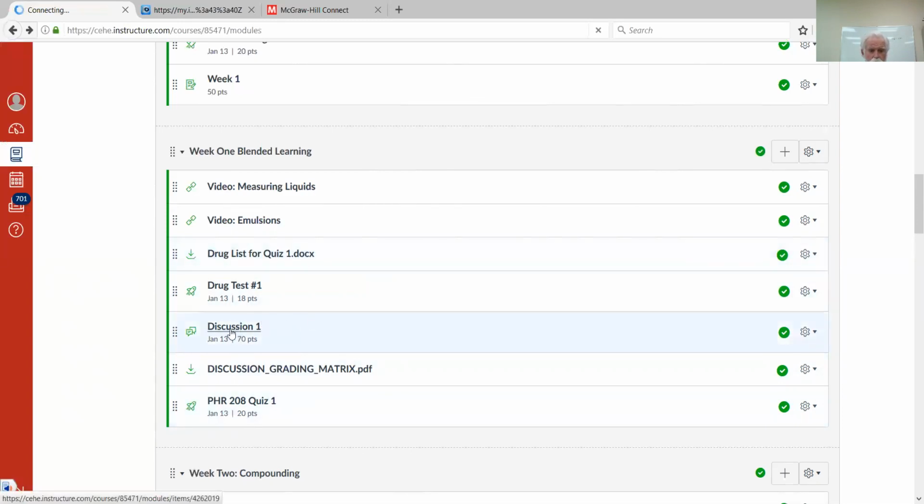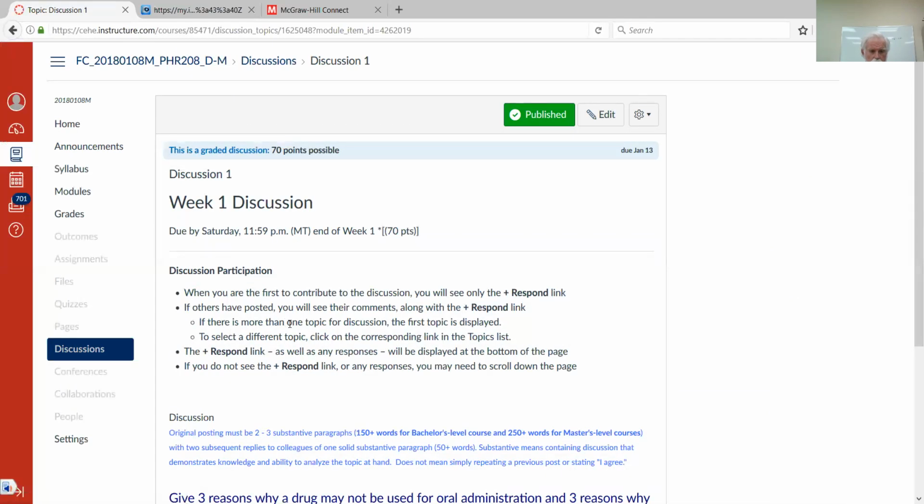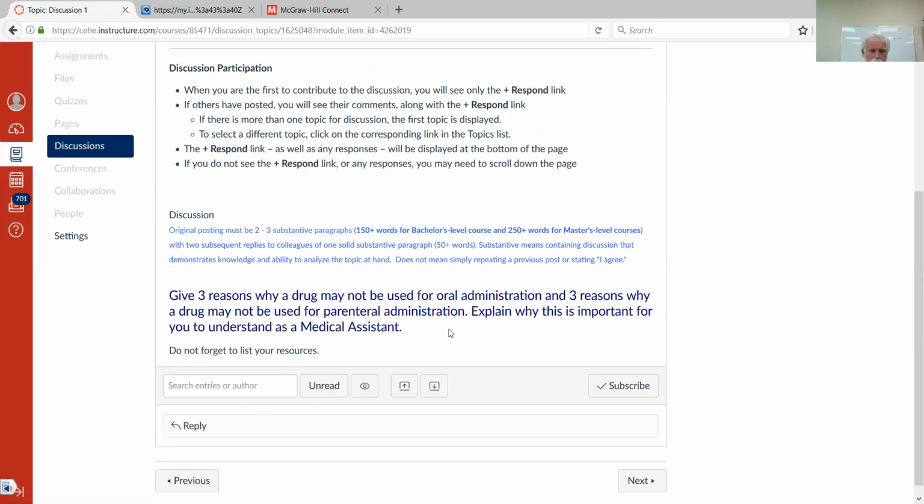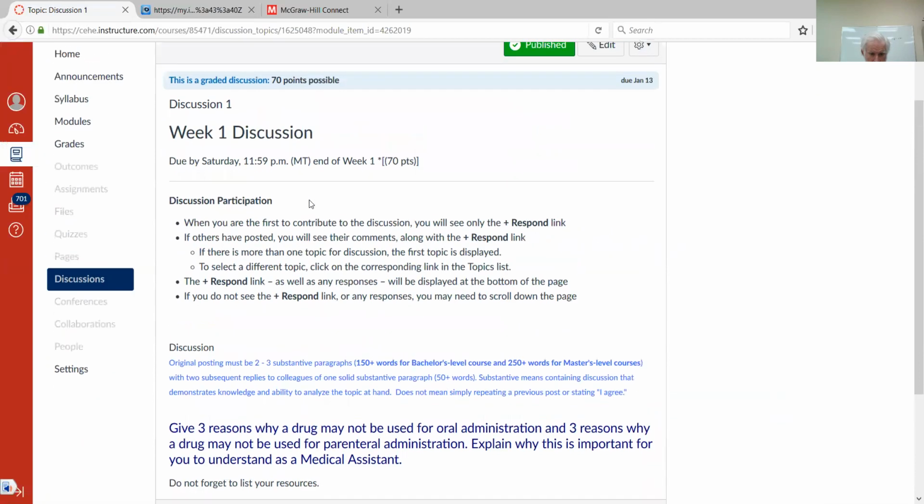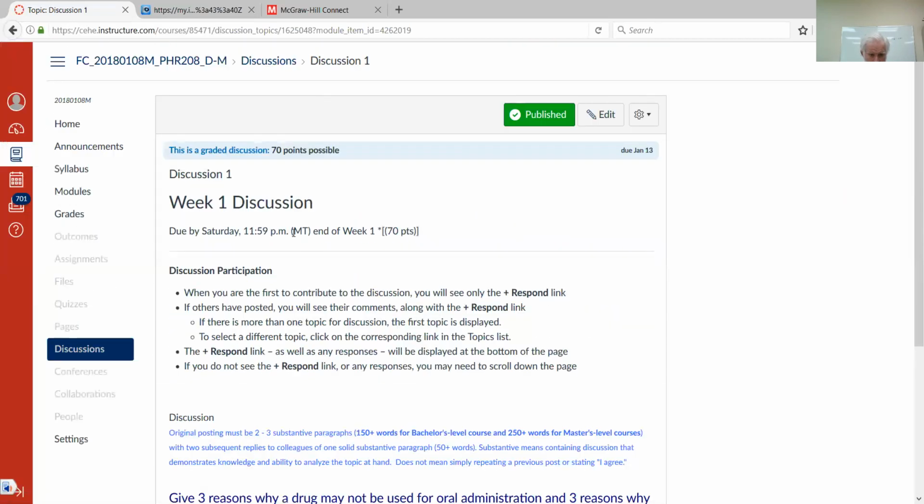You also have a discussion. This week's discussion is really related to formulations and routes of administration. Give 3 reasons why a drug may not be used for oral administration and 3 reasons why it may not be used for parenteral, meaning injectable, administration. Explain why it's important.